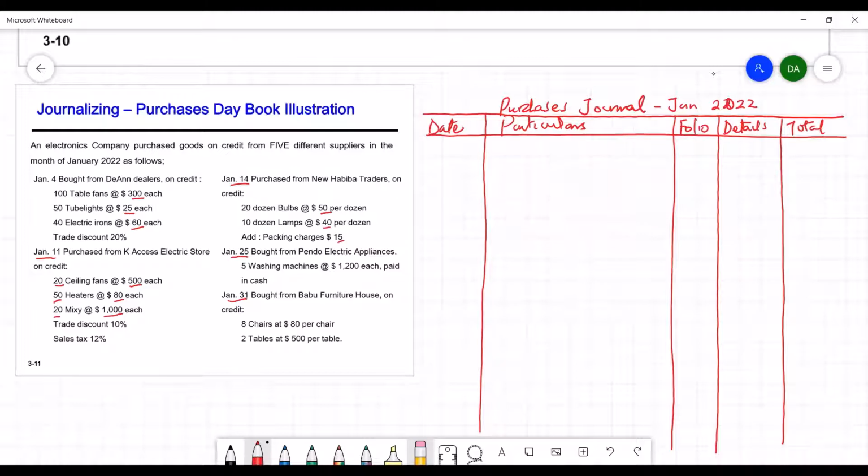Right, now we begin with the first transaction, which is a transaction on January 4th. On 4th January, the purchases were from D and dealers. From D and dealers, the company purchased the following: 100 table fans, and each fan is 300. So 100 table fans at 300 each means that the amount is 30,000.